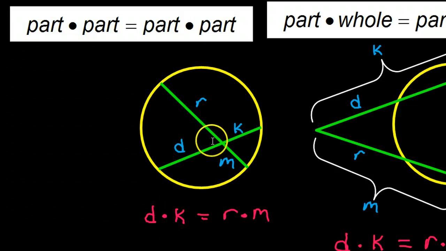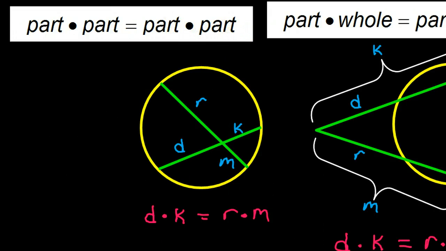And this one is the one that you run into when you have two chords that are intersecting, and so that creates these four segments if you look at it in pieces. And what you find is if you look at one segment at a time, one chord at a time, part times part of one segment will equal part times part of the other segment.